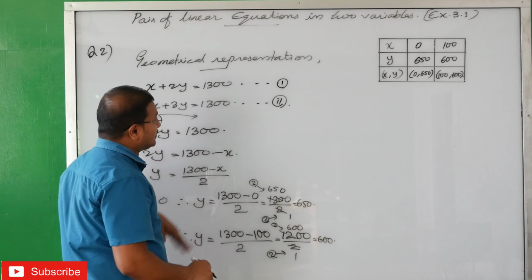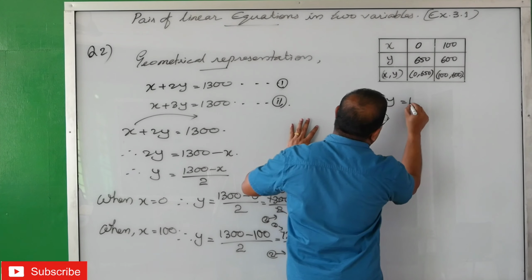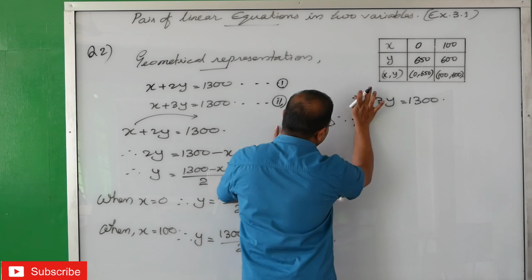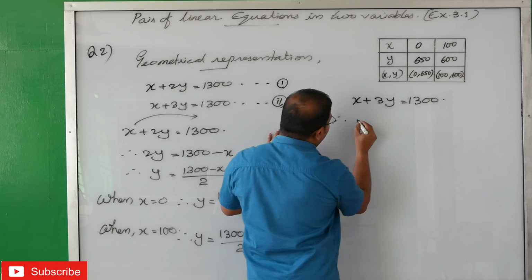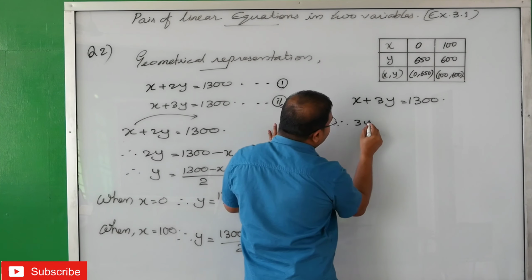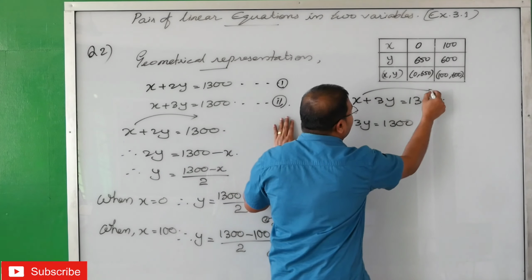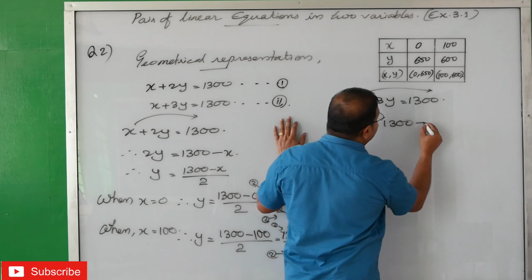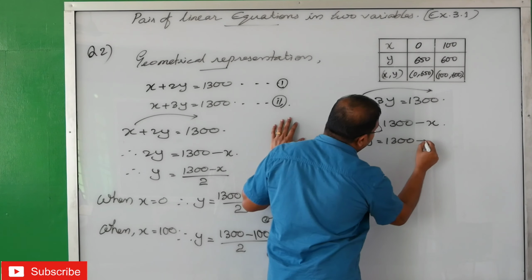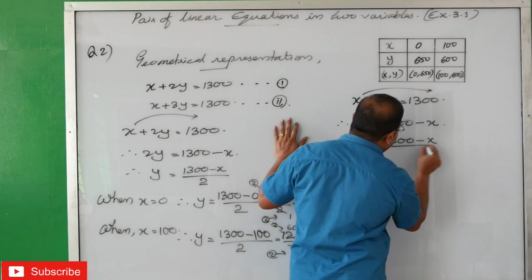Let us see the second equation. What is that? x plus 3y equals 1300. Now, therefore, 3y equals 1300, this x will carry to the next side. It will be minus x. Now, therefore, y equals 1300 minus x, and 3y means 3 is multiplying. So, it goes to the next side, divide by 3.